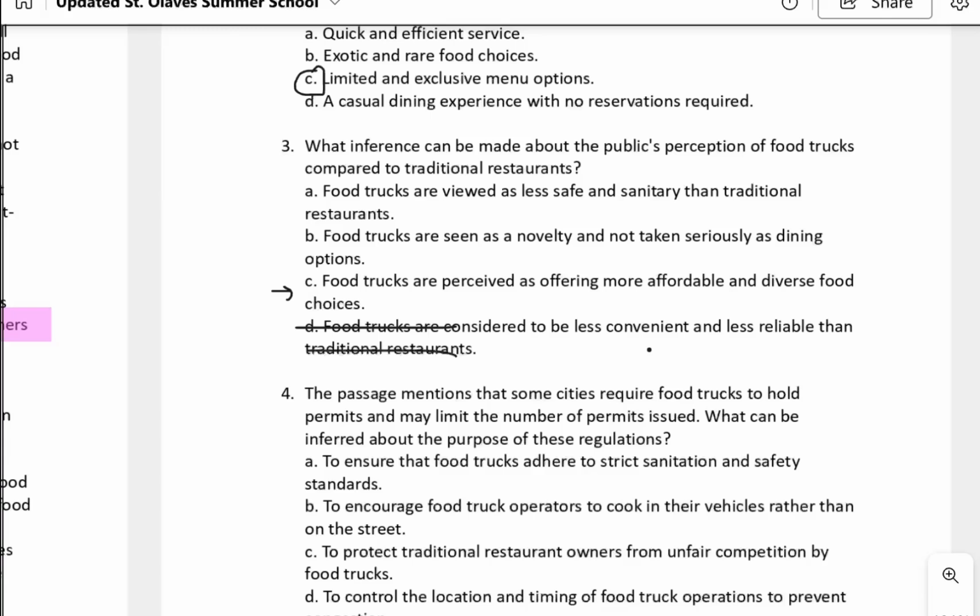People can just queue up and get their food. It's very easy. No one has to sit down, and people are eating from the food truck, so they are taken seriously. And that doesn't really talk about sanitation in the passage. So C is the answer.